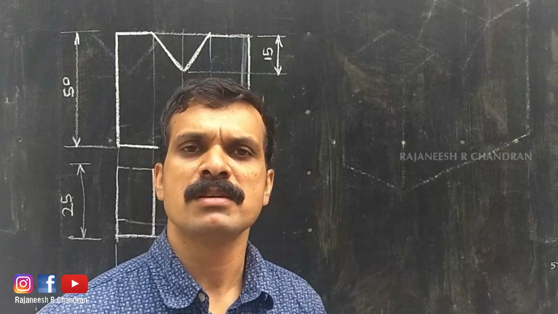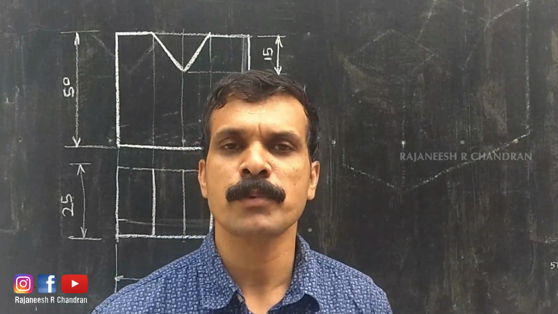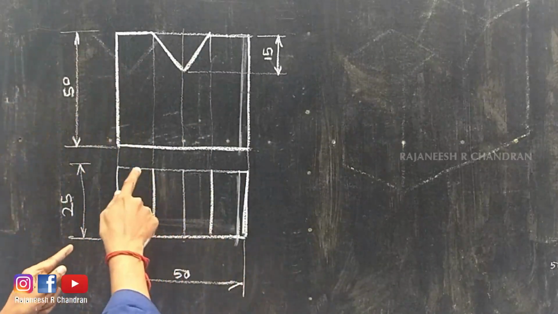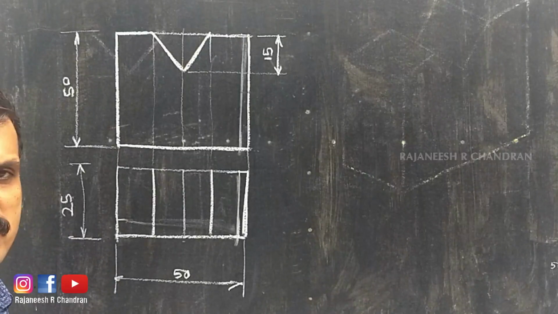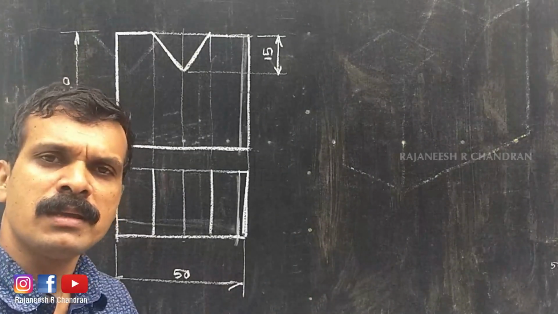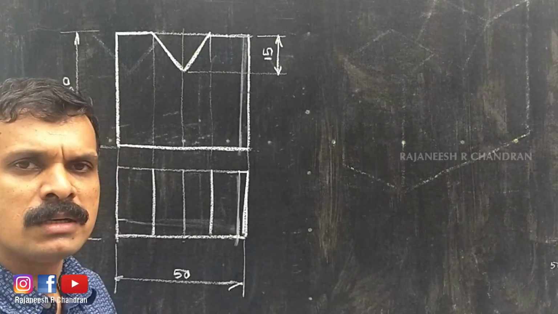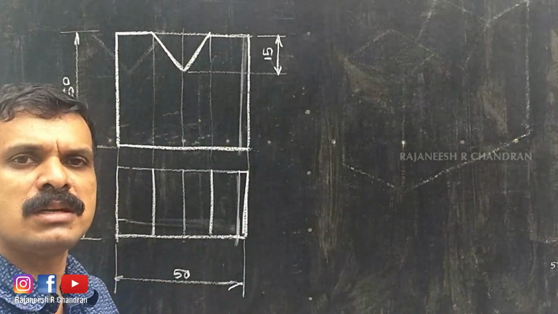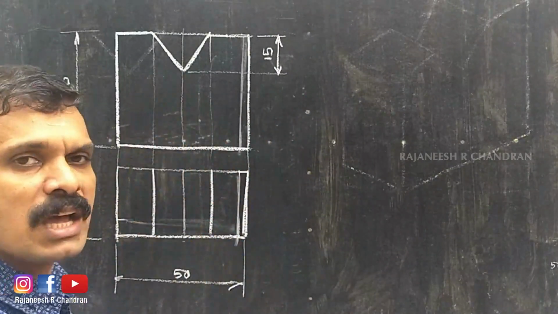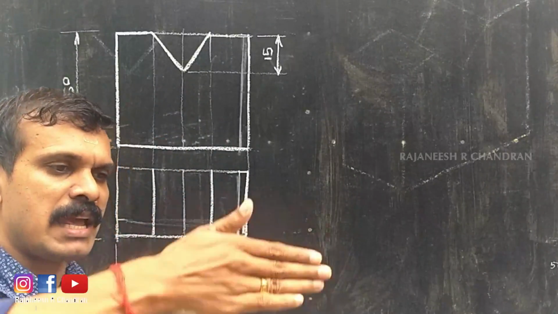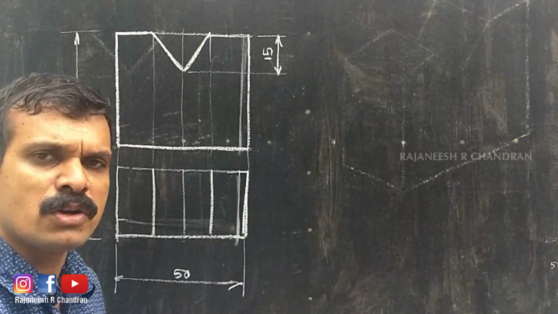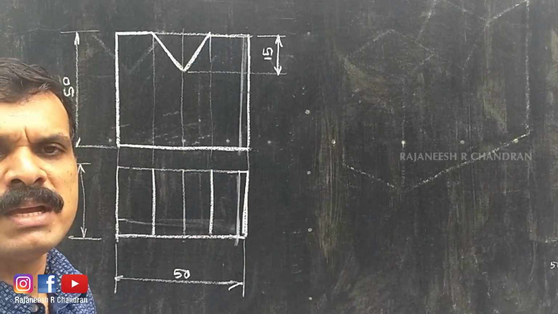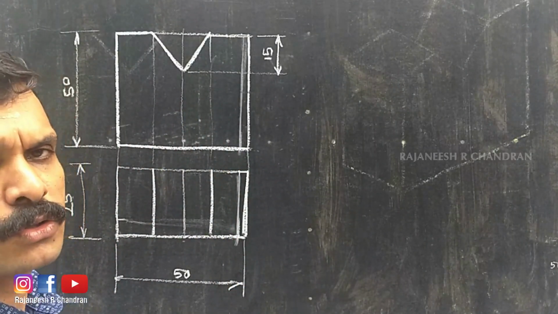So the first step is we have to construct the orthographic projection. You can see the orthographic projection on the screen right now. If we are keeping the V block like this, in the front view you can see the V. It is placed like this. So the front V can be constructed first in the orthographic projection.